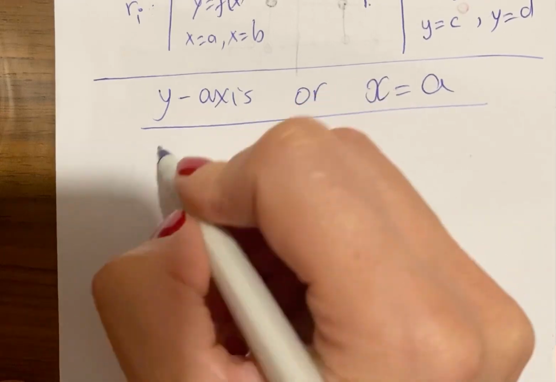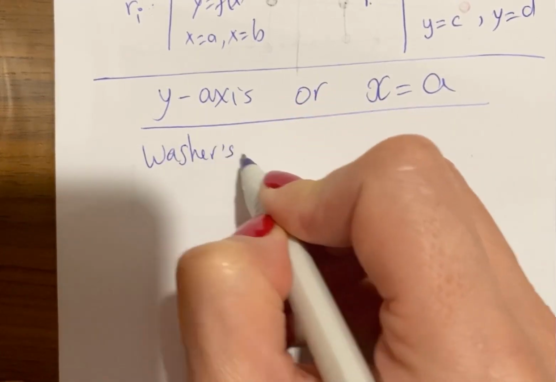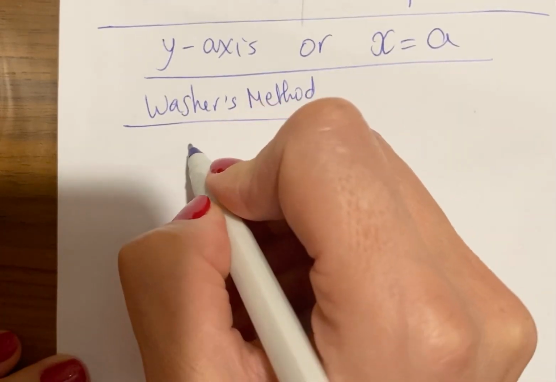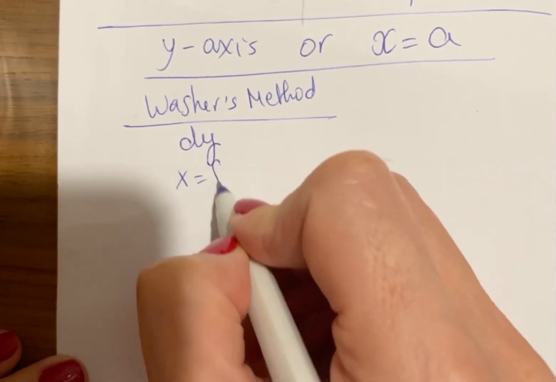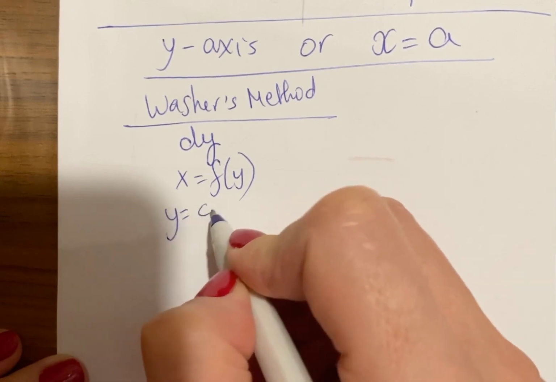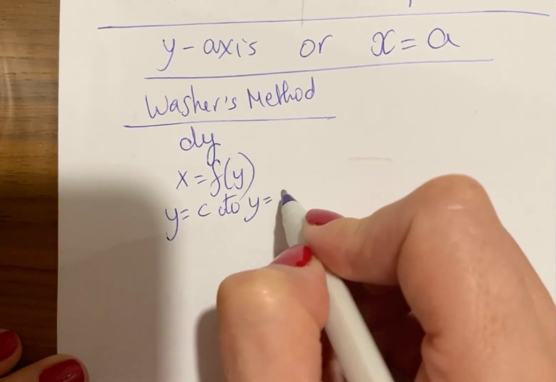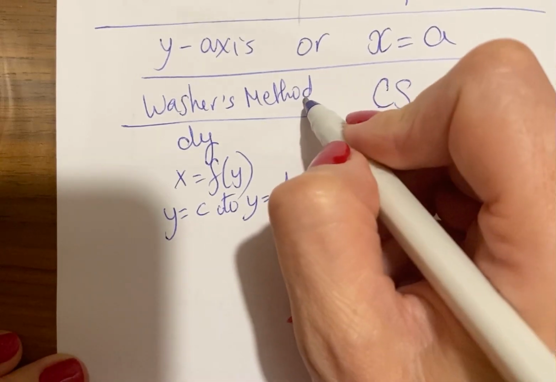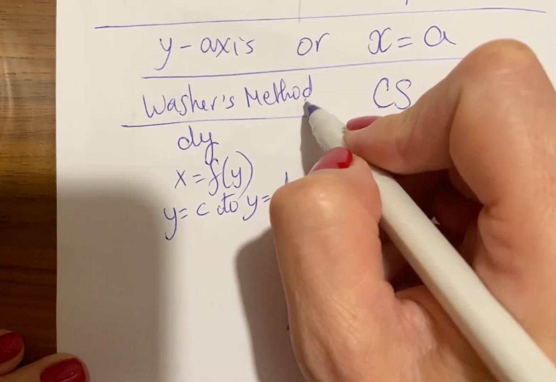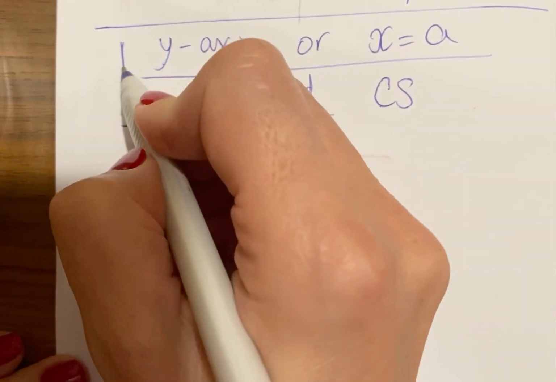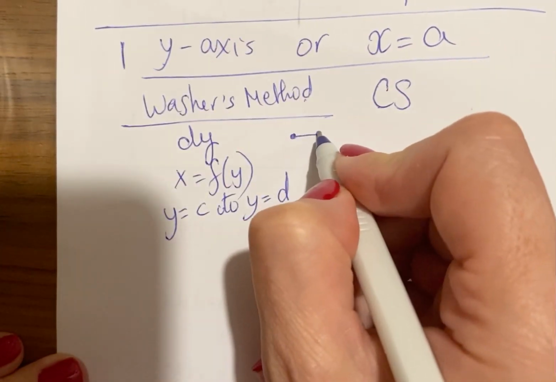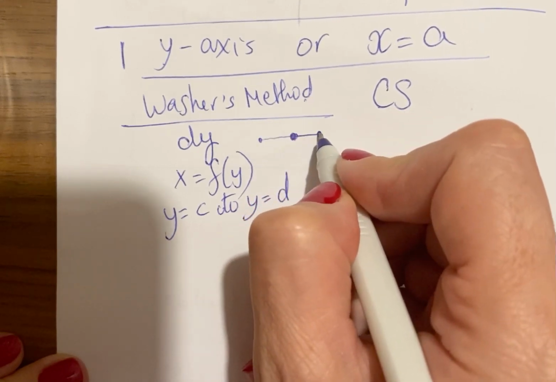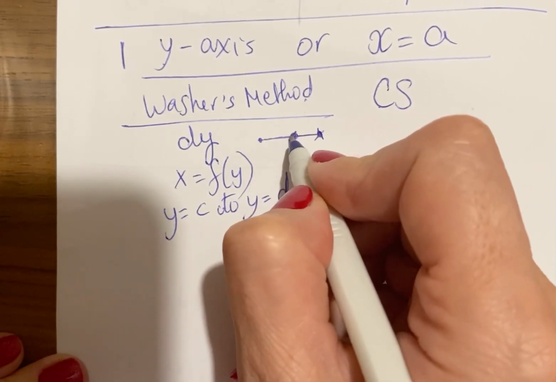Whereas if you are rotating about the y-axis or any line parallel to the y-axis which looks like x equals a, then the washer's method, or the disks method of course, uses dy, functions are functions of y, and limits are limits of y. And how do you draw your washer's method segment? The y-axis is vertical, so you draw a horizontal line in your section to be able to know from the line of revolution to the outside, from the line of revolution to the inside.